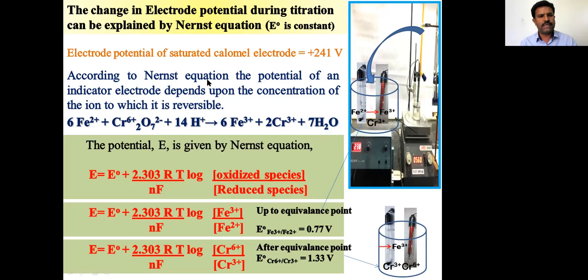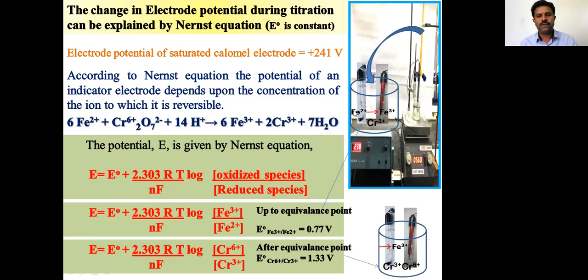So according to the Nernst equation, the potential of an indicator electrode. What is the indicator electrode here? Platinum is the indicator electrode. Why is it called an indicator electrode? Because that electrode will indicate the change in potential during the titration. It depends upon the concentration of the ion. The change in potential depends on the concentration of the ions to which it is reversible.